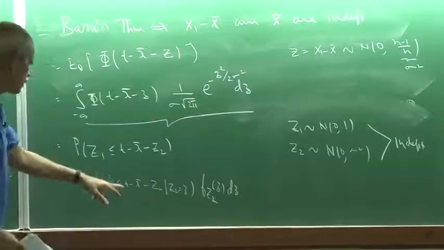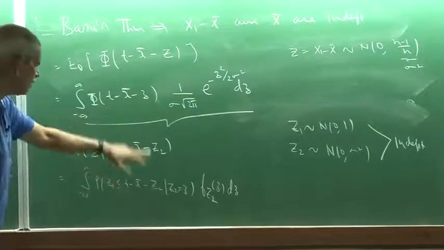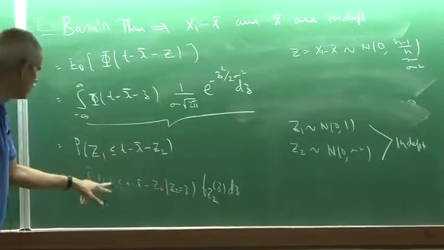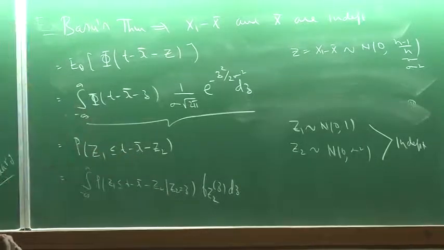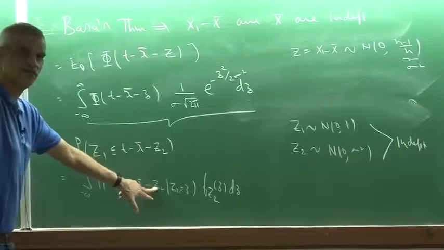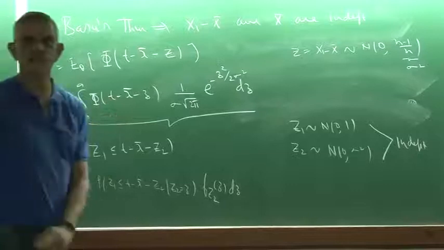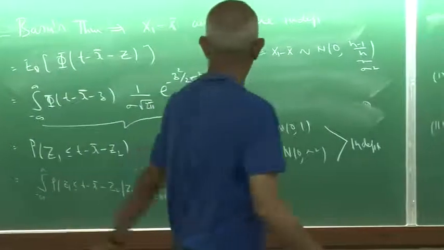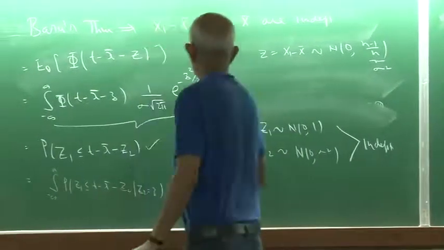Now here, Z2 I can put as small z, there is no problem. Once I have done that, then Z1 and Z2 are independent. So this probability would be the same as the probability that Z1 is less than or equal to t minus x bar minus small z, which is equal to phi of t minus x bar minus z. So the two are the same. So this probability can be written as this.